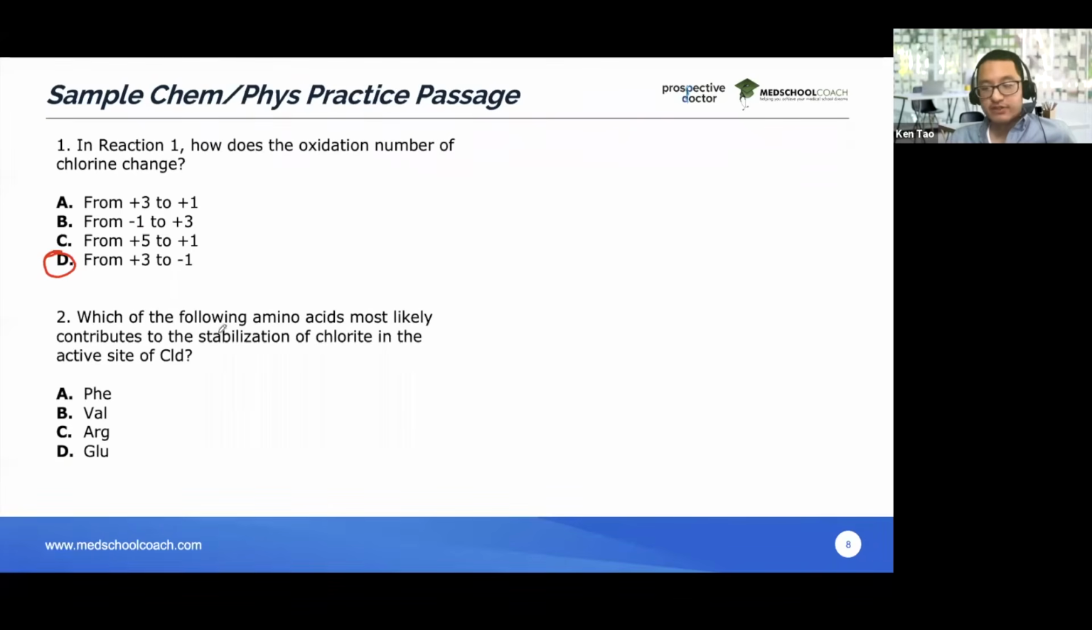Great. So let's look at number 2. Which of the following amino acids most likely contributes to the stabilization of chloride in the active site of chloride dismutase? Again, I'm going to tell you this is very much an MCAT style question. I'm going to tell you for these types of questions, there's actually 2 possible approaches. Anytime they're asking about what amino acids are important for binding in the active site, or what type of intermolecular force is important for that binding, the answer is always based on one of 2 sources.